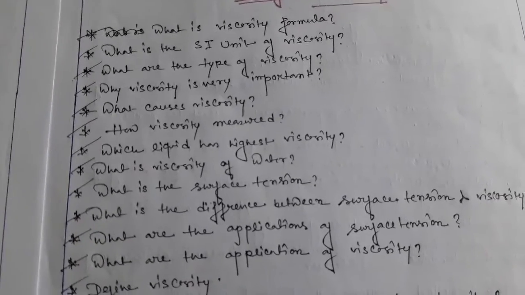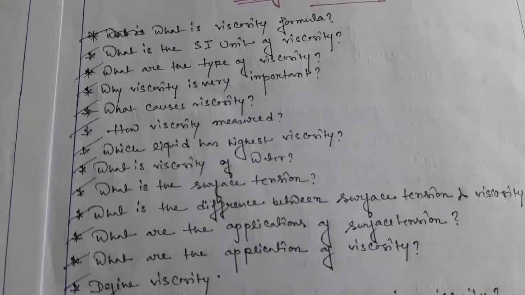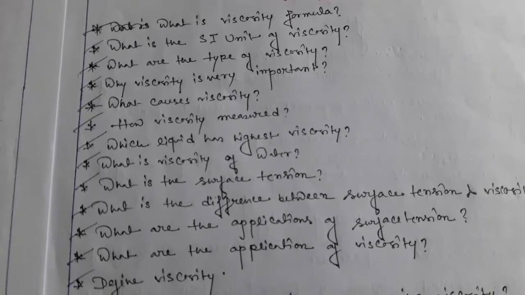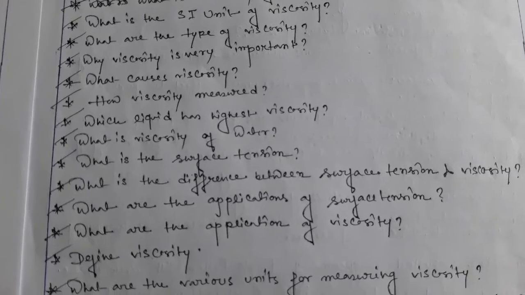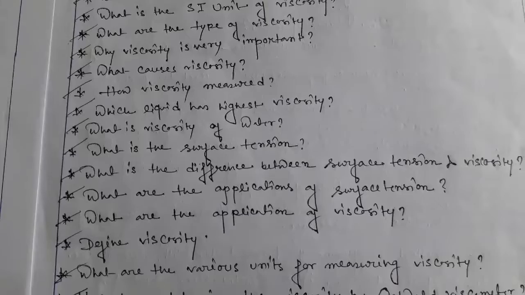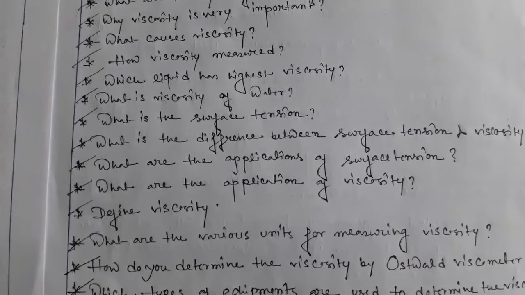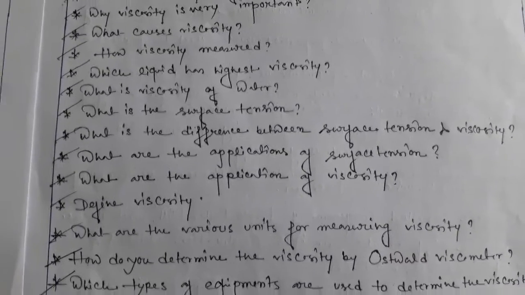First of all, I will discuss these questions and their answers. What is the viscosity formula and the definition of viscosity? What is the SI unit of viscosity? What types of viscosity are available? What causes viscosity, and why is viscosity important? How is viscosity measured, that is, the viscosity determination technique? Which liquid has the highest viscosity? What is the viscosity of water? What is surface tension, which is also related to viscosity, and what is the difference between surface tension and viscosity?